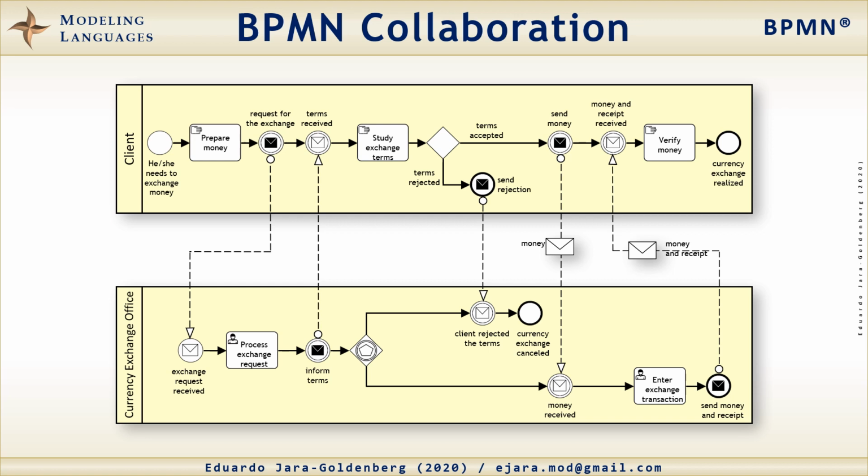This is a collaboration diagram. A collaboration is a collection of participants shown as pools. Their interactions are shown by message flows, and may include processes within the pools. In BPMN, a business process is modeled by a collaboration among two or more participants. That is, a single process represents a part of a business process, the part that is performed by one of the participants.